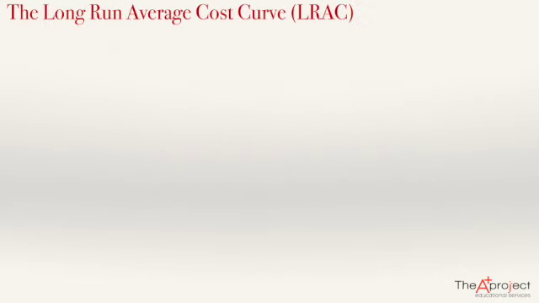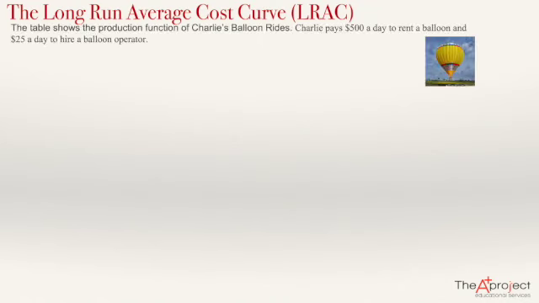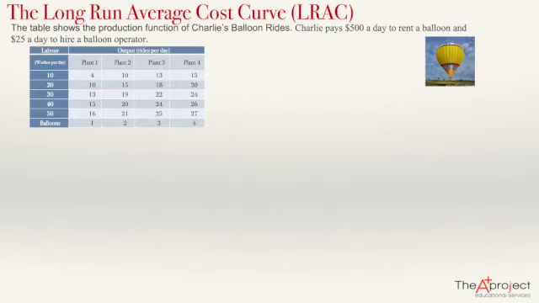The cost that the company experiences in the long run is studied in a curve called the long run average cost curve. To understand how this curve appears, it would be a good idea to show an example. Assume that we have a table that shows the production function of Charlie's balloon rides, and that Charlie pays $500 a day to rent a balloon and $25 a day to hire a balloon operator.